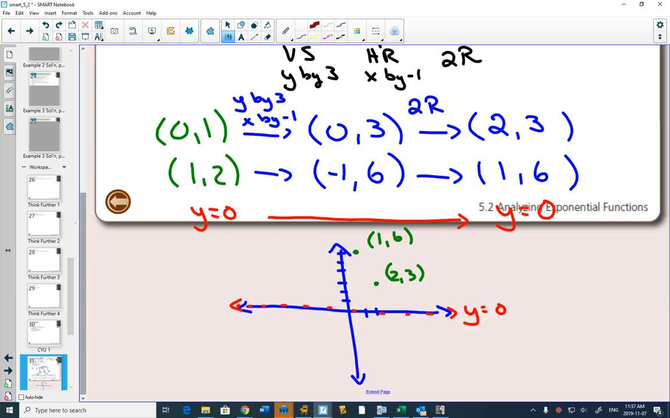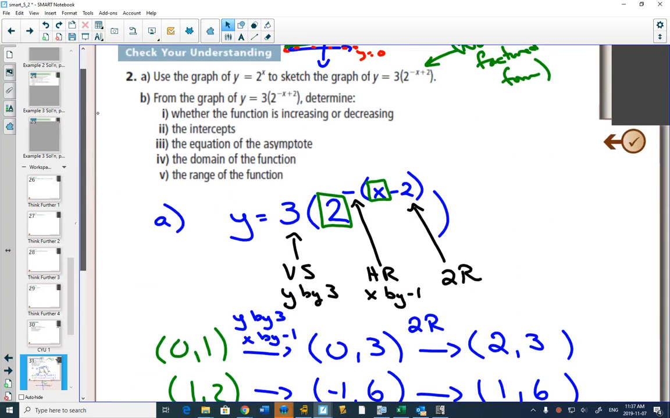Joining those points, it's going down, so it'll have to approach the asymptote here and up in that direction. And we have our final graph. Now that we have that graph, we can go and answer some of the questions about it that they'd like us to figure out. Is it increasing or decreasing?